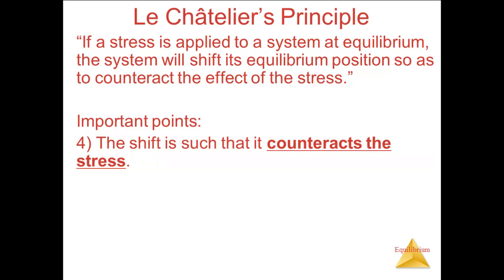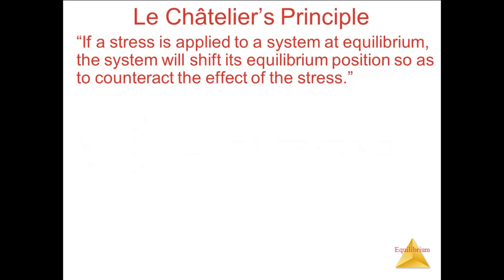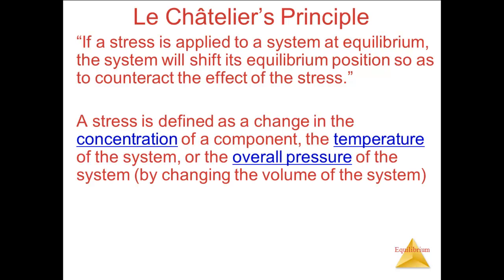Number four, the shift is such that it counteracts the stress. That is, whatever was done to the system, the shift tries to undo. But what is a stress? A stress is a change in A, the concentration of an individual reactant or product, B, the temperature of the system, or C, a change in the overall volume of the system which causes a change in the pressure of the system.